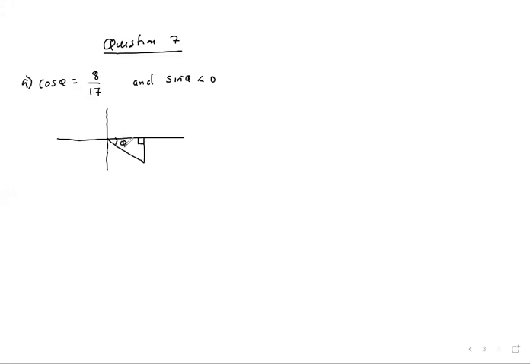Now cos, as we know from SOHCAHTOA, is adjacent over hypotenuse. So this means that this 8 we are seeing there is adjacent, and this is hypotenuse. So now we need to find the other side. So do 17 squared minus 8 squared and then square root the figure we get. Someone to do it for us.